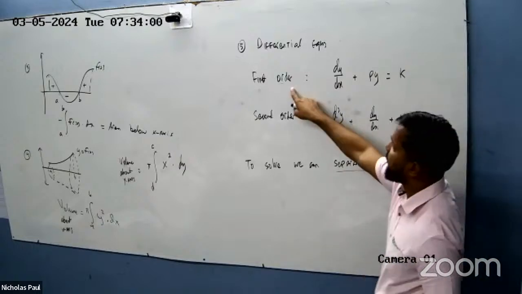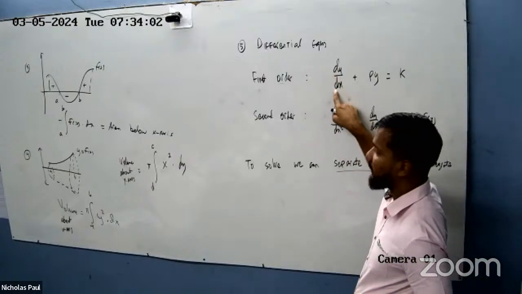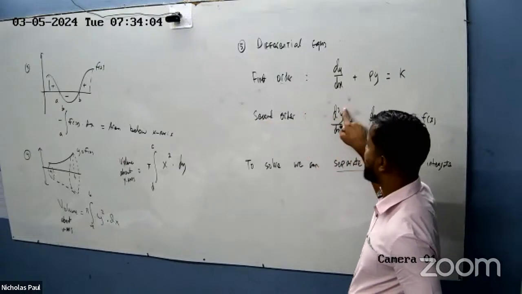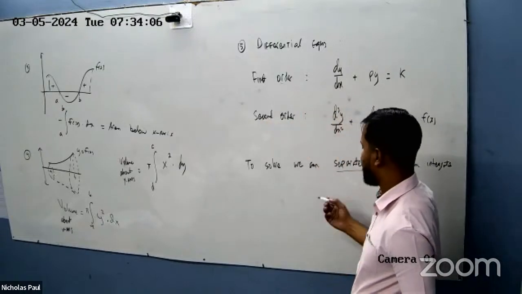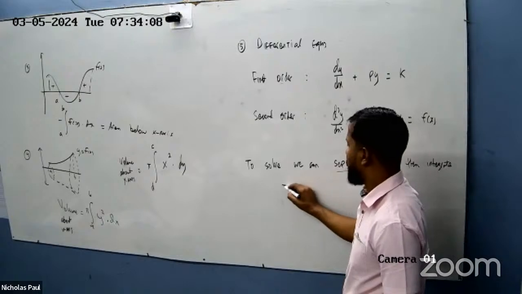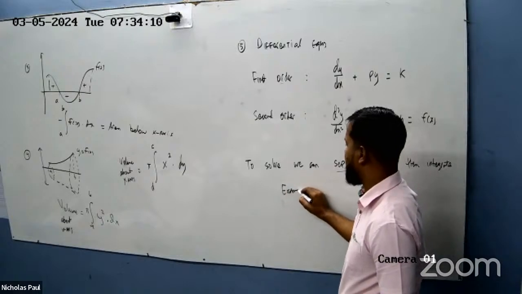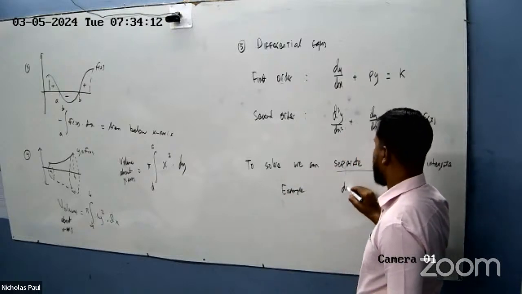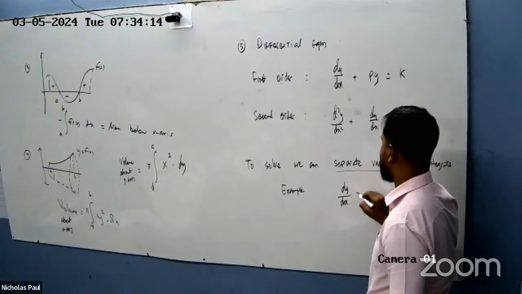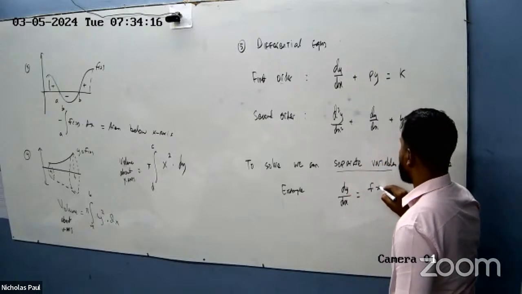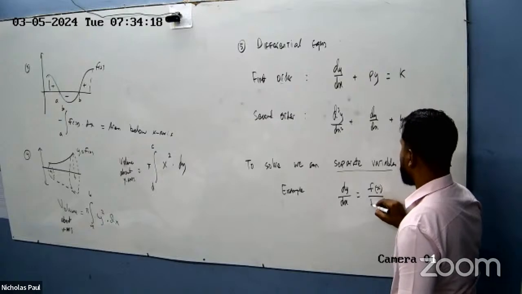So first order is where you only have dy dx. Second order is where you have d2y dx squared. All right? So as a quick example, if I give you something like this, dy dx is equal to f of x over g of y.